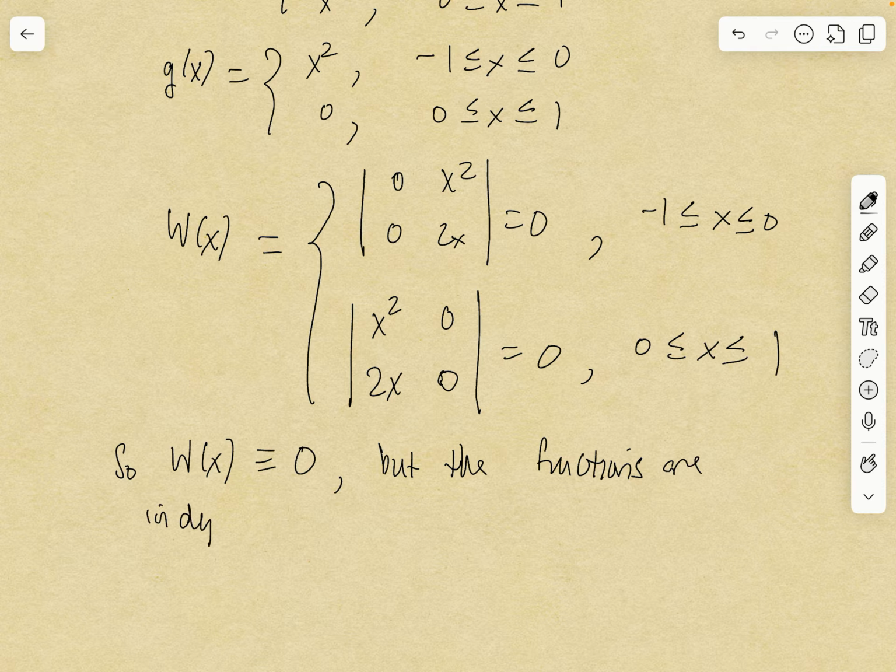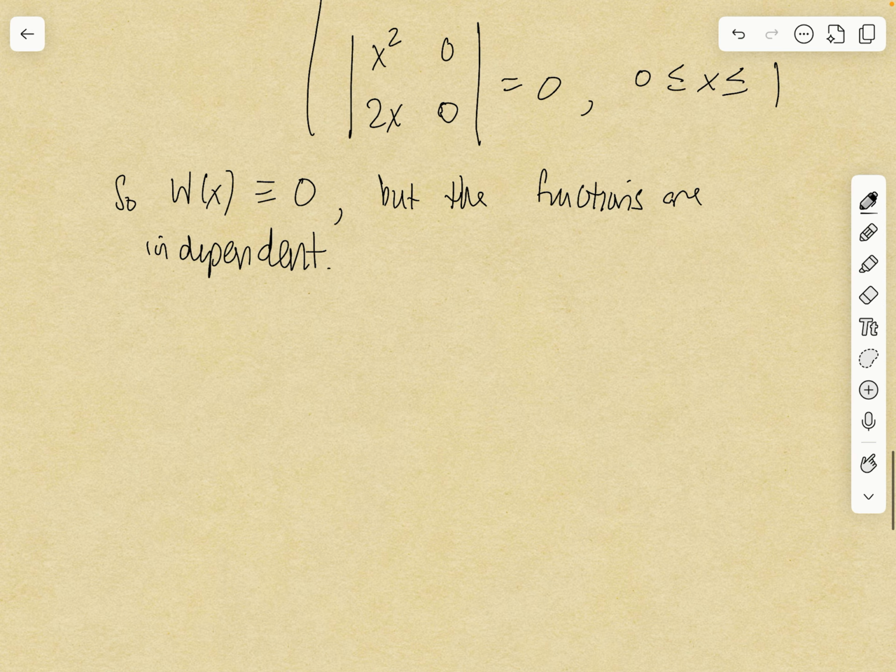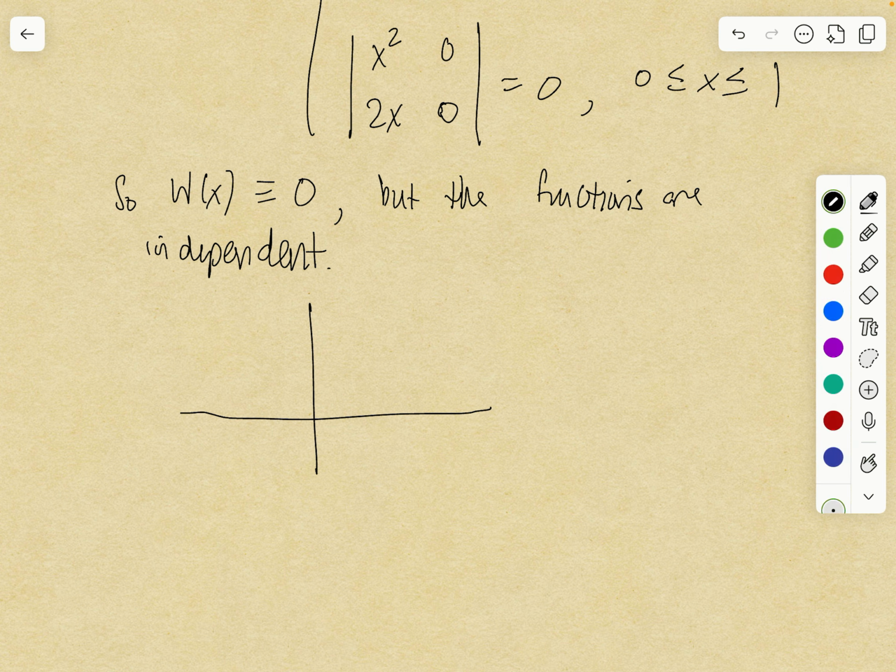But the functions are independent. Remember, when you have two functions, they're independent if they're not scalar multiples of each other. And these functions are definitely not scalar multiples of each other. Your f is 0 and then x squared, and your g is x squared to the left of 0 and then 0 to the right. So this is your f, and that's your g. Obviously, these are not scalar multiples of each other, so the functions are independent, even though the Wronskian is 0.